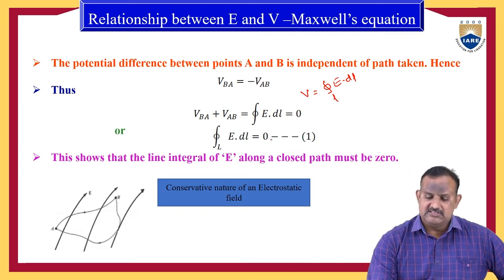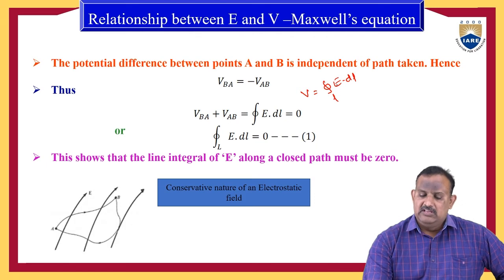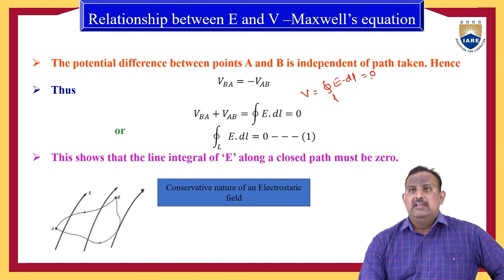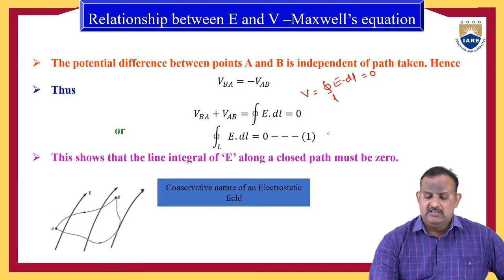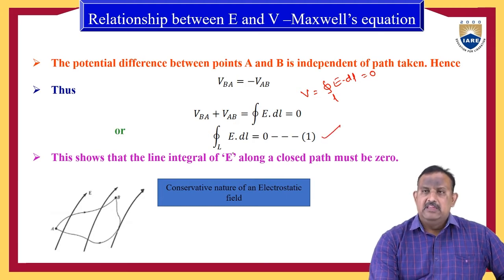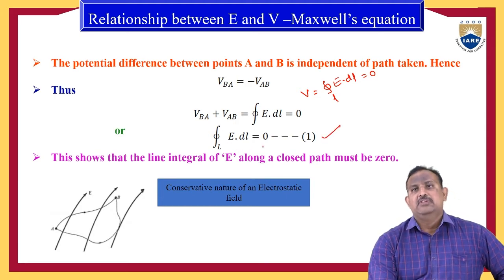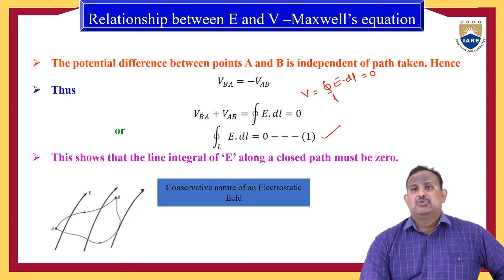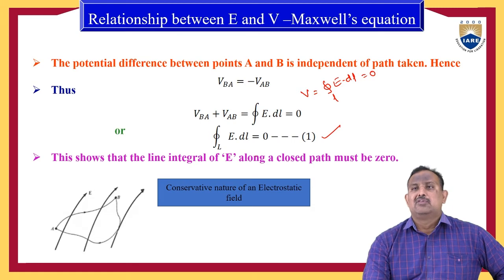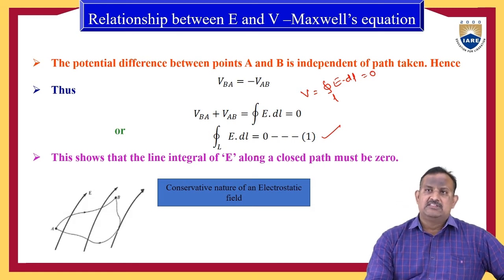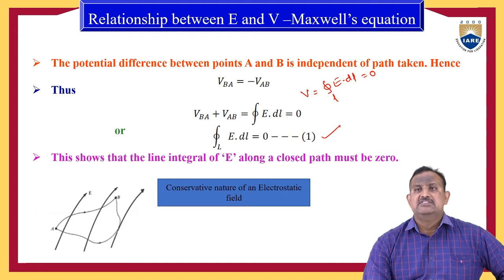Therefore, we can express it as V is equal to the line integral of E dot dl, because here the potential V is equal to 0. Therefore, V is equal to the line integral of E dot dl, which is equal to 0. It shows that the integral of the electric field intensity along a closed path must be 0. The electric field intensity in a closed path is 0.